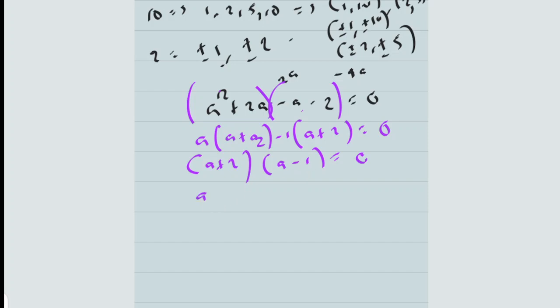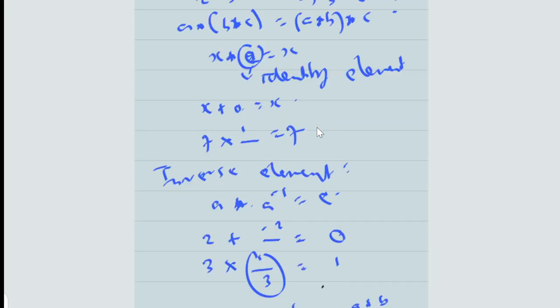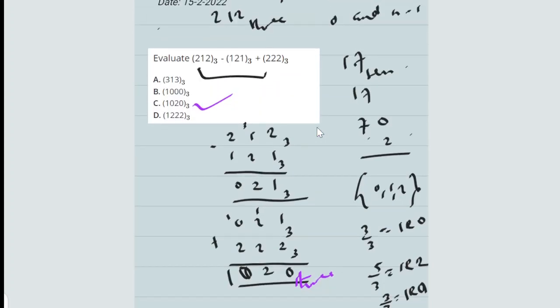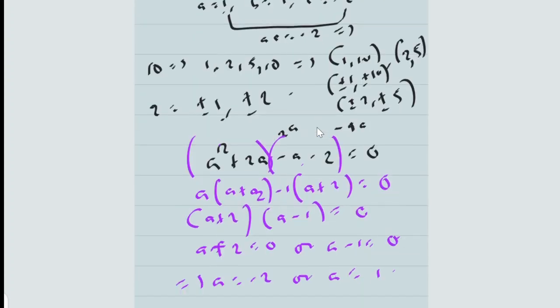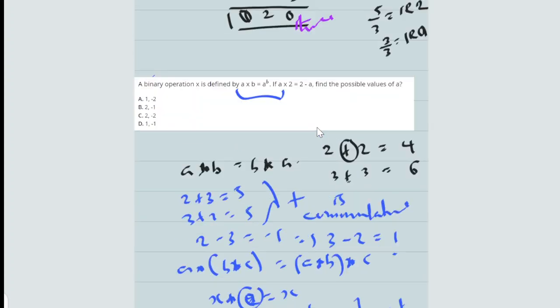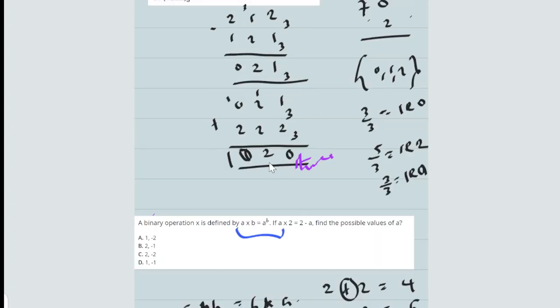So then we can say A plus 2 is equal to 0, or A minus 1 is equal to 0, which implies that A equals minus 2 or A equals 1. I hope you understand now. So let's see the options to know which is our answer. So I think both of them: minus 2 and 1, minus 2 and 1.